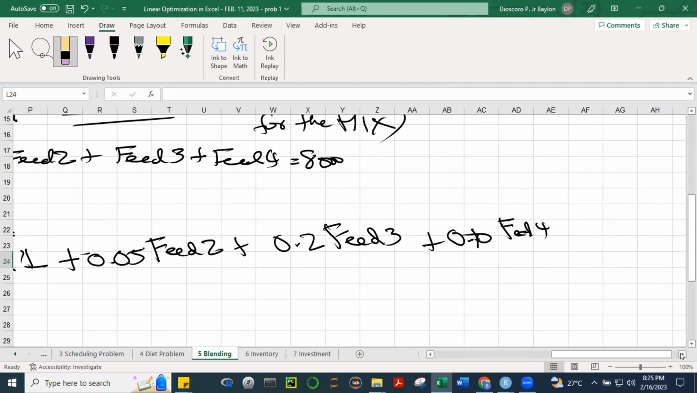Okay, why is my pen not working? Hindi lang ah. Pinag-work na naman yung pen ko.